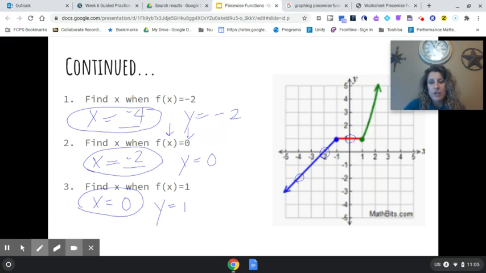So we can evaluate piecewise functions, either finding x or y, and we see them written here in function notation, which is typical when we're dealing with piecewise functions.